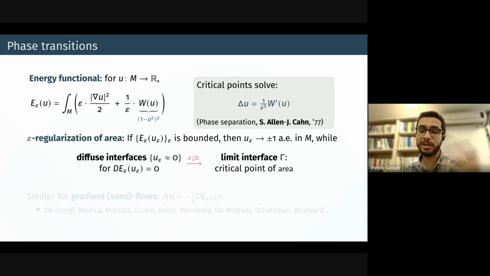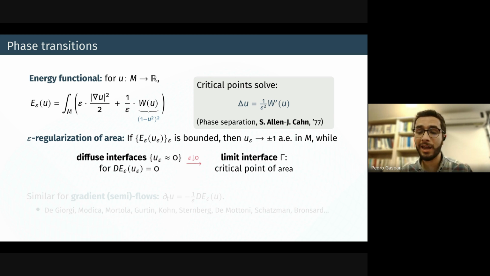But the interesting thing about this equation in connection to the area functional is that this energy can be seen as some sort of regularization for the area. So the heuristic argument is as follows. Imagine that you have for every small epsilon a function U epsilon defined on your manifold in a way that the energy is uniformly bounded. And because you're taking this weight epsilon to 0, the integral of W composed with U must remain finite. Not only finite, sorry, it must go to 0. And the only way this could happen is if almost everywhere on your manifold, U epsilon converges to plus or minus 1, which are the zeros of W.